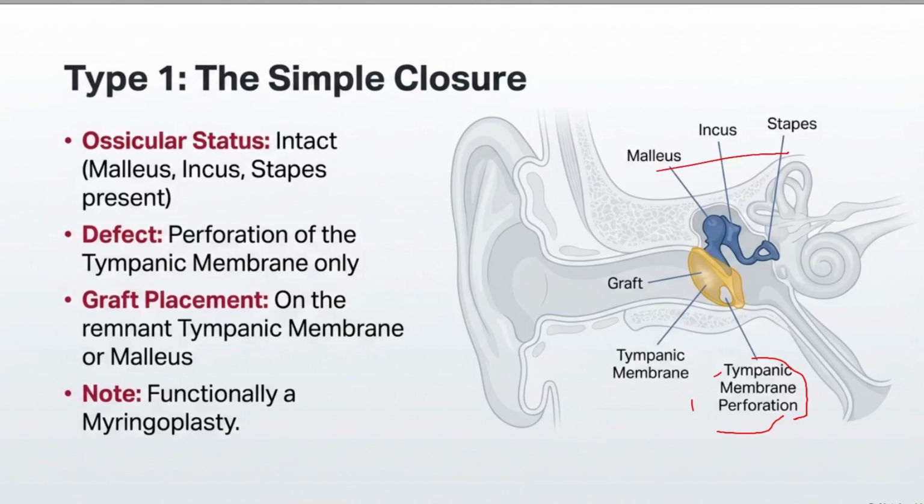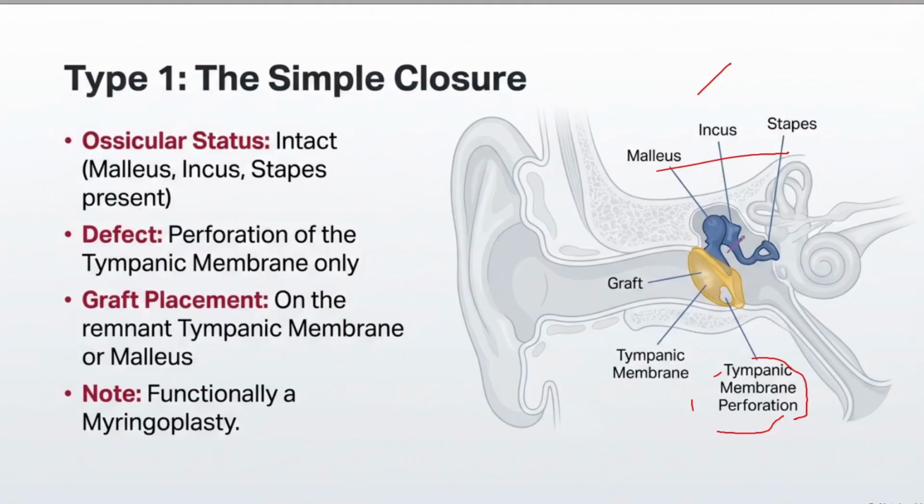So the fix seems pretty straightforward, just patch the hole. Mechanically, yes. The surgeon takes a graft, usually some tissue from the patient's own muscle, and they place it to seal that defect. But even here, there's some nuance. Because the foundation is so solid, they have options. What kind of options? Well, they can lay the graft on whatever's left of the original eardrum, or if there isn't much left, they can lean it directly against the malleus, the hammer, because the malleus is right there, it's structurally sound, and it acts as a perfect little tent pole.